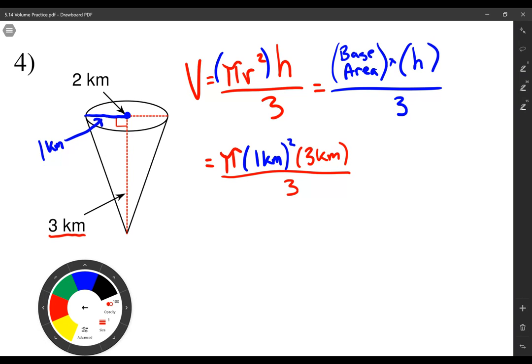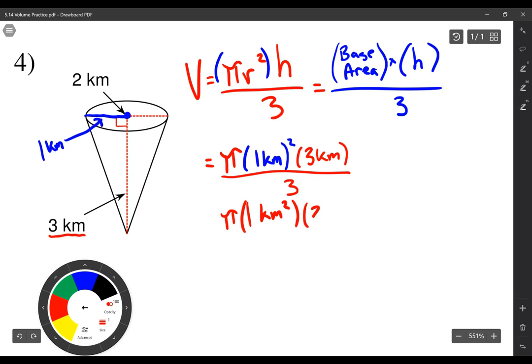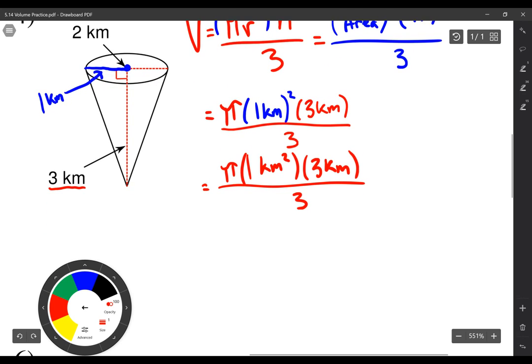So we'll clean this up in a second, but the kilometers squared is going to result from squaring the 1 kilometer. 1 squared is obviously just 1. So when we bring everything down, we always want to carry our units down. 1 is going to remain the same, but we do have kilometers squared times 3 kilometers still, all over 3. And the reason I'm doing that is just to explain how we get the final answer in cubic units.